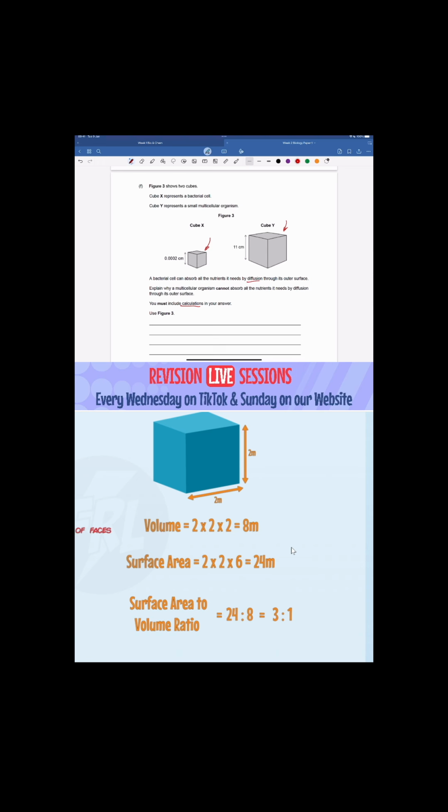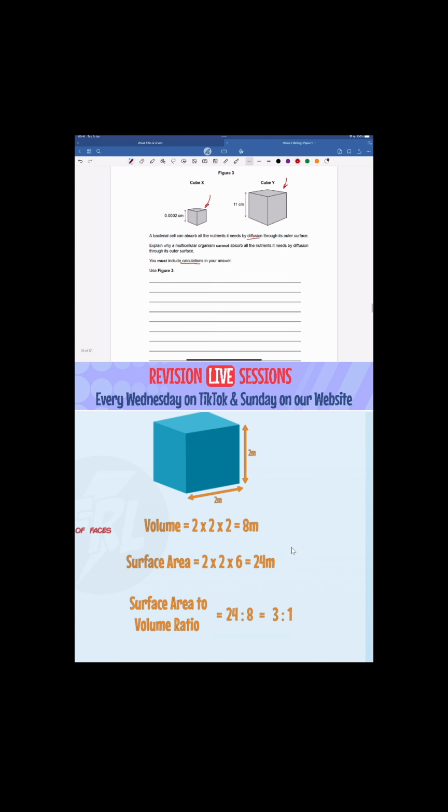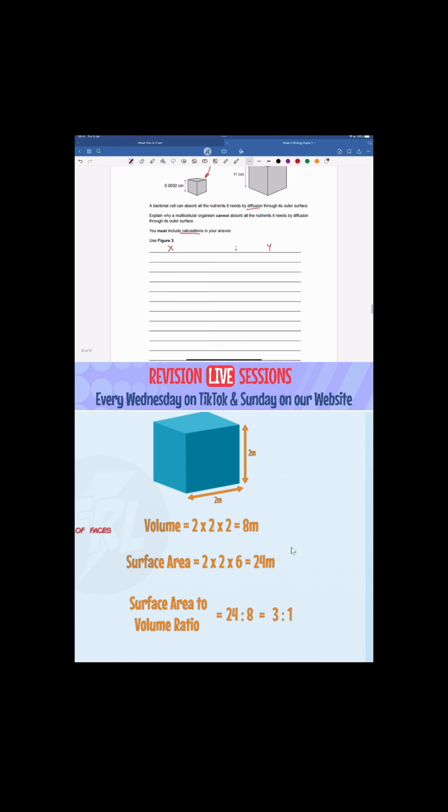Previous question, where did the nutrients come from? They were added. They told us at the start of the question that they added nutrients in the solution. That's where it came from. Back to this question. So surface area to volume ratio. We've got cube X, we've got cube Y. Hope you guys got your calculators with you. This is AQA. All the questions here are AQA.